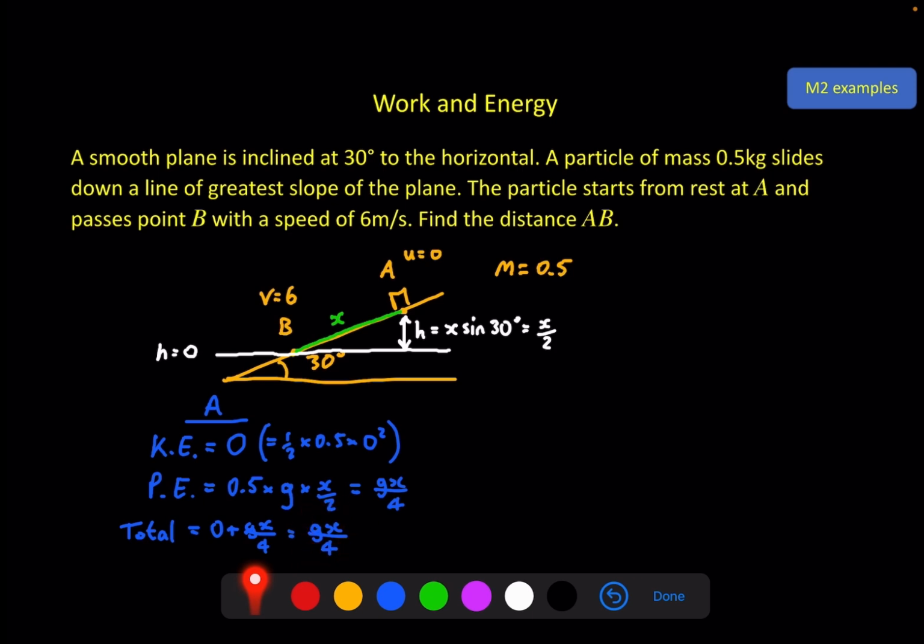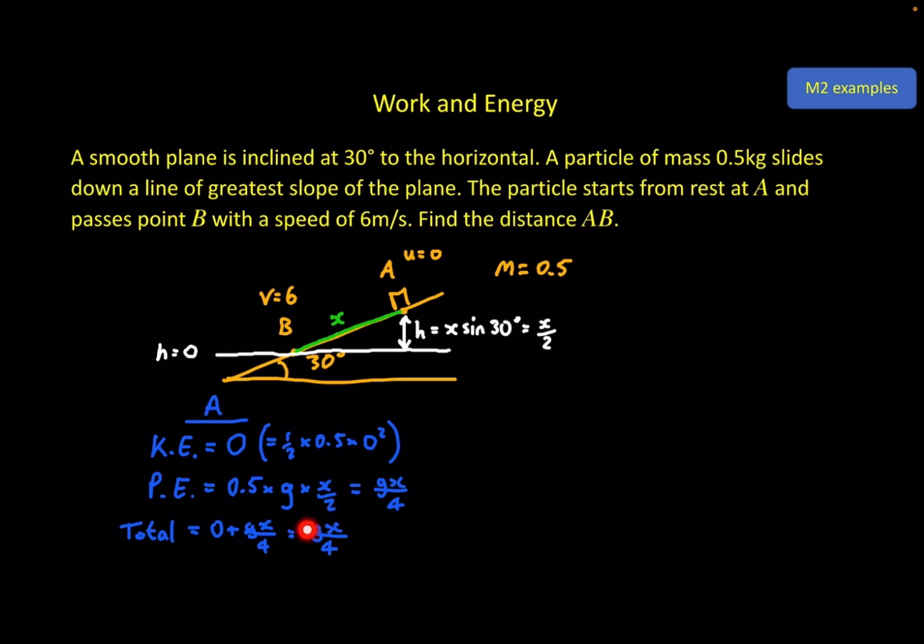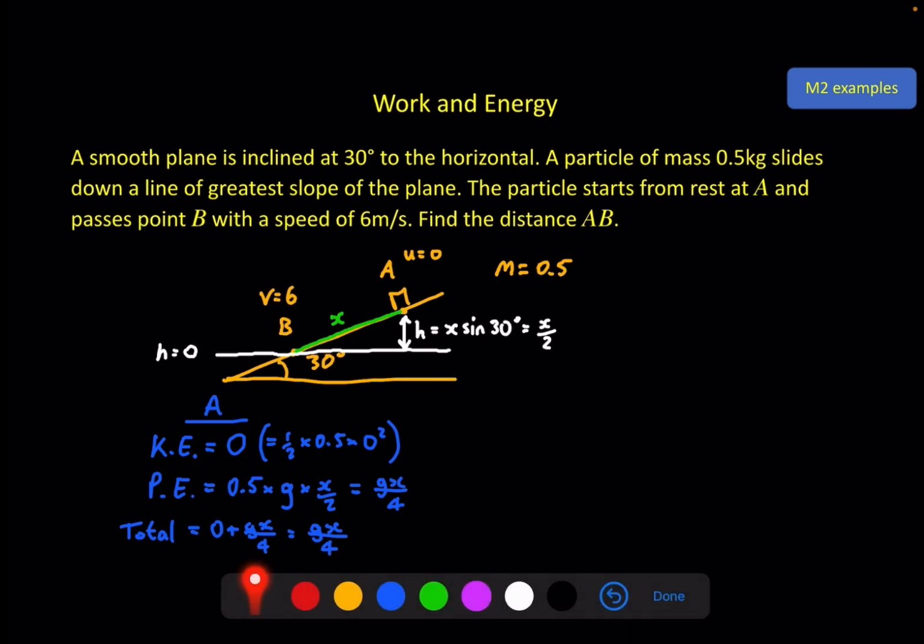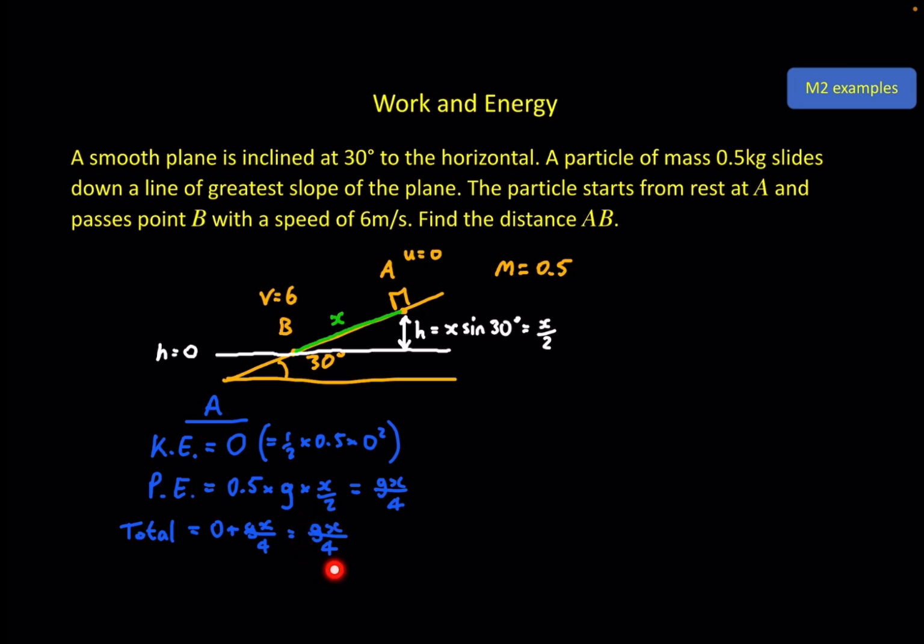Now we know that there are no external forces other than gravity, because it's a smooth plane, so there's no friction taking energy out of the system, and there's no external force like a push or a pull putting energy into the system. That means by the time the particle gets to point B, this total energy of the system is still gx over 4. And we can work out the potential energy, because we put our zero level here, so the potential energy will be 0. So the kinetic energy at B must equal this amount. All of this energy has been turned into kinetic energy at that point.